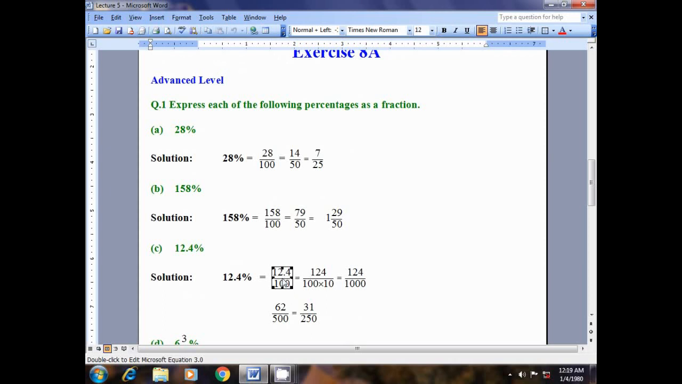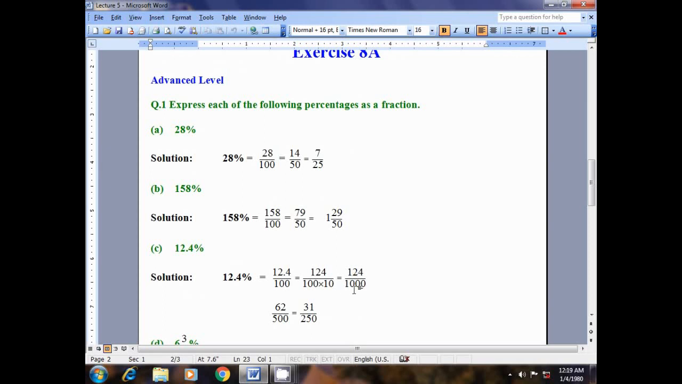So whenever you remove this decimal point, you have to divide this 12.4 by 10. Now you see, in the second step, we have removed the decimal point. Now 12.4 becomes 124. Since we have removed the decimal point, we will divide this 124 by 10. Now multiply this 100 by 10, we have 124 divided by 1000.